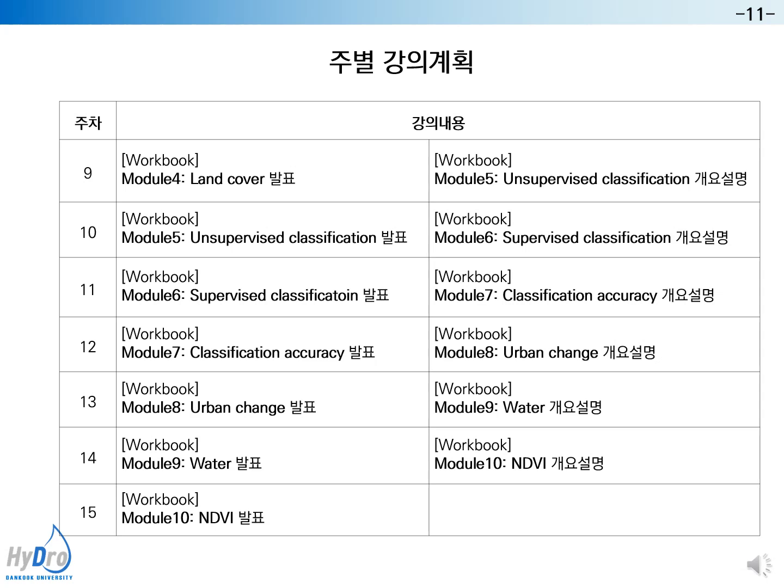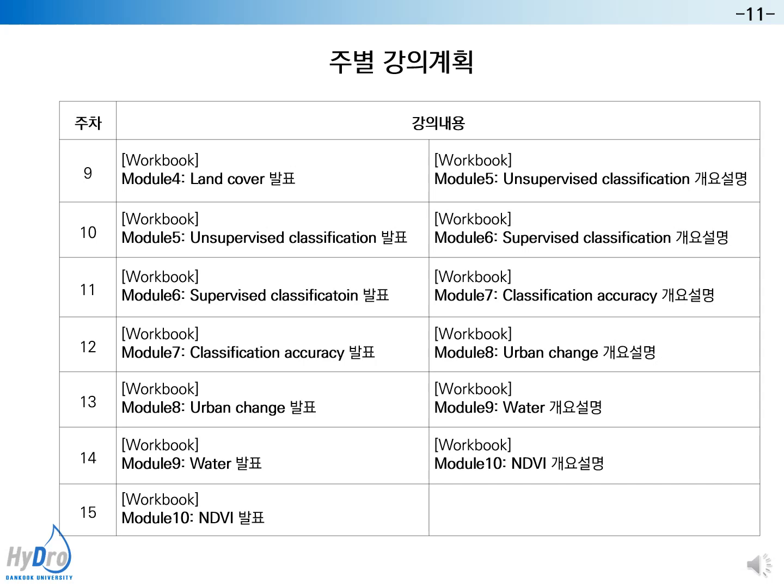In the 14th week, we will present the results from Module 9, Water, and provide an overview of Module 10, NDVI. You will present the results of analyzing water-related data, gaining an understanding of the importance of water resource management. Following this, we will explain the overview of the NDVI, Normalized Difference Vegetation Index, Drought Index, where you will learn how to monitor vegetation conditions using this index. This is an important indicator widely used in agriculture, forest management, and environmental monitoring.